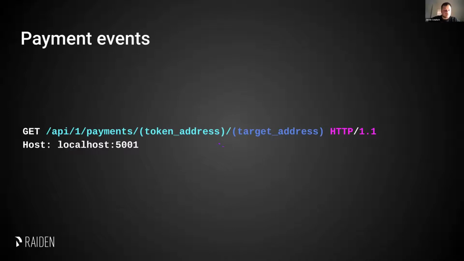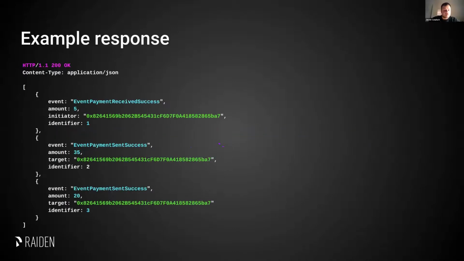So that must be here. You can get all the payment events, and they look like this basically. Where you see payment received success or payment sent success. So those would be the two most common things you'll see here. It could also be that a payment failed if the receiver is offline or something like that, then it would say the payment failed.